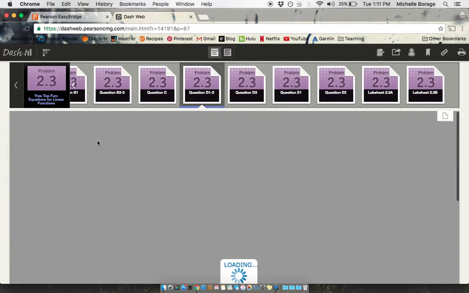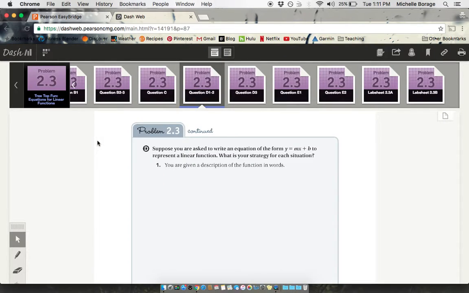All right, we're getting there. We're on part D. So for part D, you're going to tell me how you would go about writing equations for these different situations. So it says, suppose you were asked to write an equation of the form y equals mx plus b to represent a linear function. What is your strategy for each situation? So for D1, it says you're just given a description of the function in words. Now this is just like on part A, where they gave us a description like, well, they have to spend $500 a day, but they make $25 per customer.